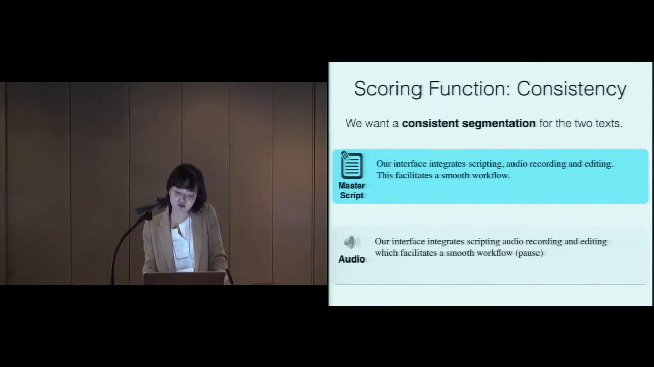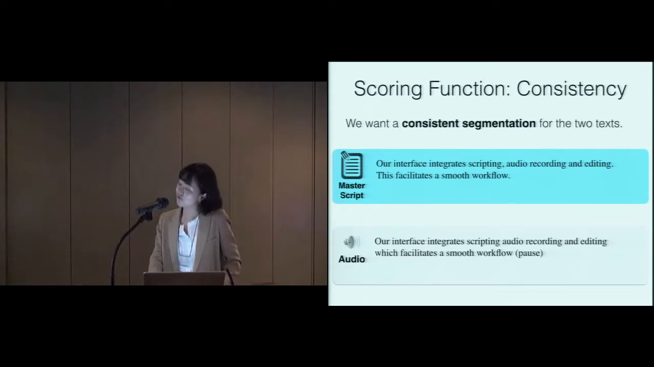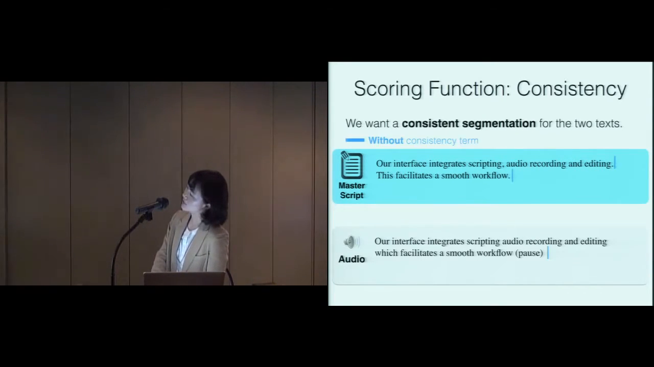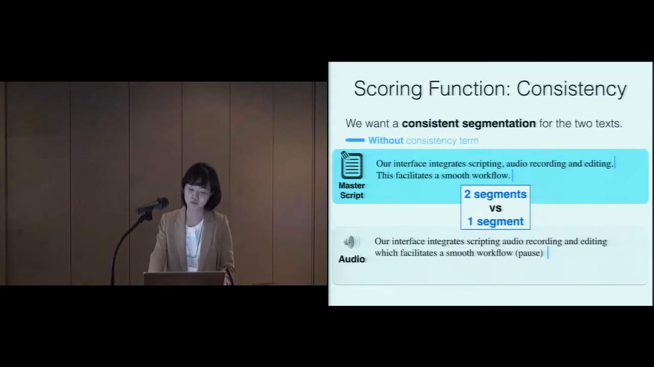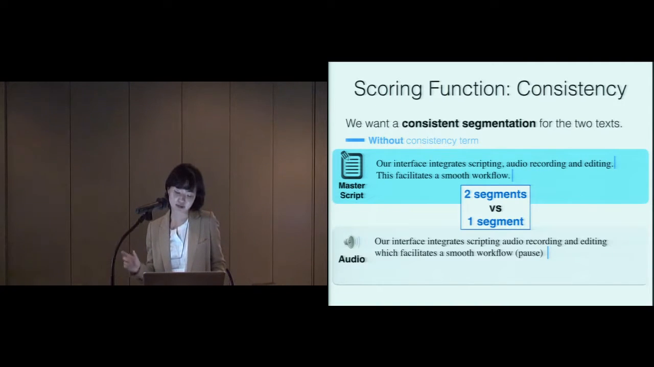Finally, the end goal we want to achieve is to align the segments from both texts. So we want the segments from each text to be consistent with each other. For instance, in this example, if we don't consider consistency, we'll prefer segments at natural boundaries like this. But if we do that, what is 2 different segments in the master script is a single segment in the audio transcript. And since we don't have a one-to-one match, when we want to merge the audio transcript into the master script, it's not certain which part of the master script to replace.